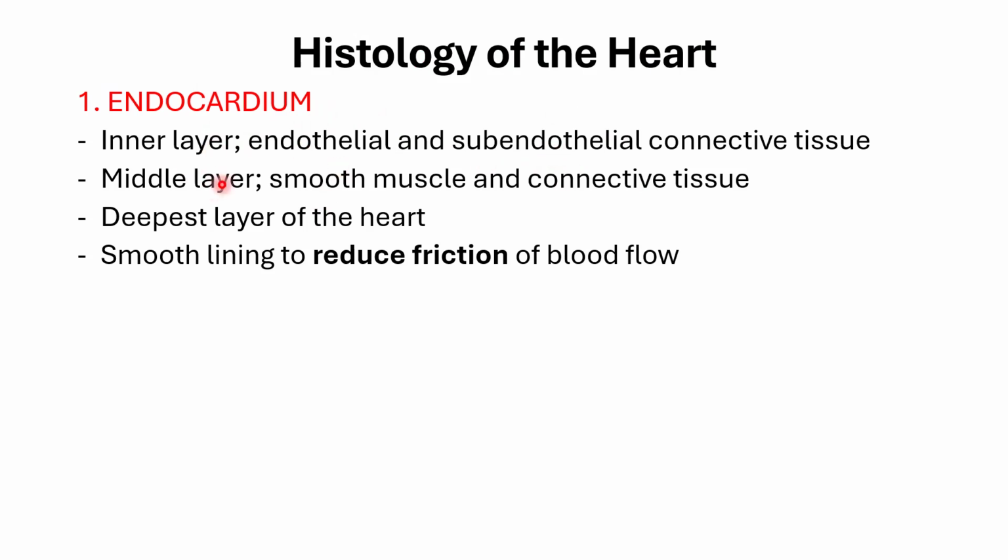Then you have the middle layer just before you go to the myocardium. You have a layer with smooth muscles and connective tissue, though this one is not very prominent. Then a reminder that endo means the innermost, and cardia means heart, the deepest layer of the heart. Then we'll finish up: the function of this endocardium is a smooth lining to reduce the friction of blood flow.